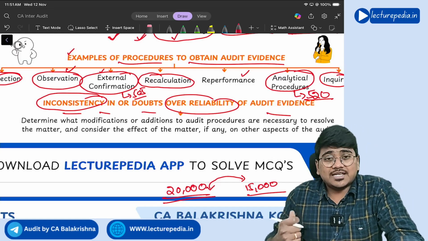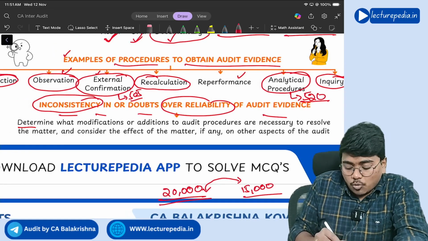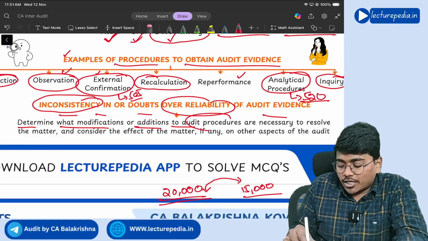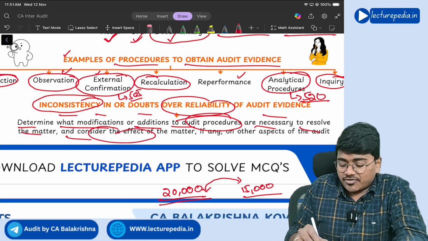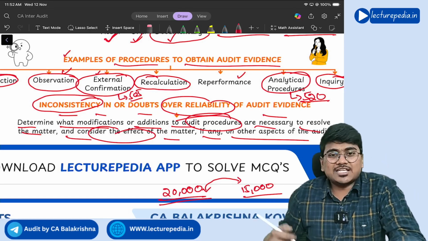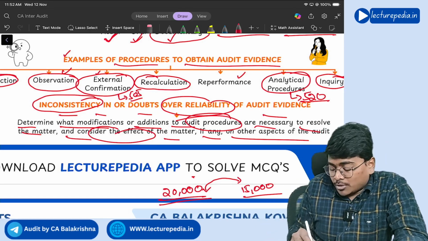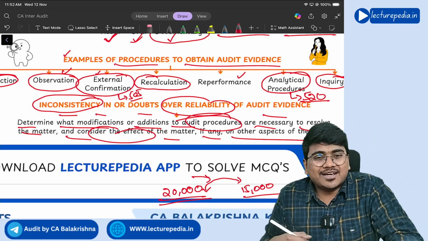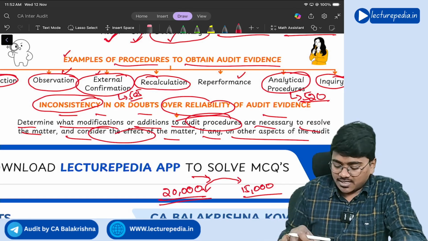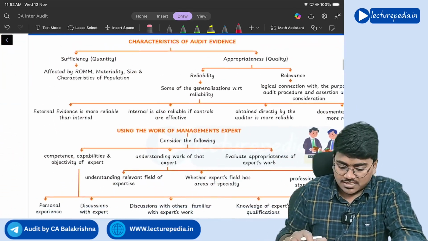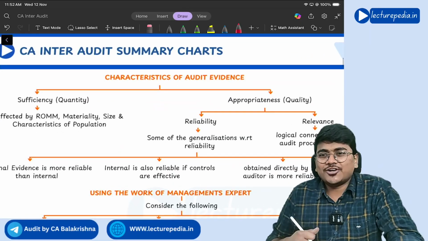So in case there is any inconsistency, you need to determine what modifications or additions to audit procedures are necessary to resolve the matter and consider the effect of the matter, if any, on other aspects of the audit. So what additional procedures you have to perform to resolve this inconsistency? You need to determine those additional procedures. Got it? Yes.